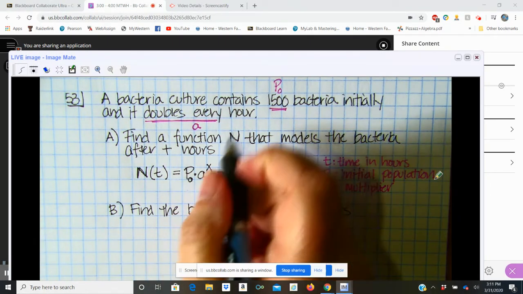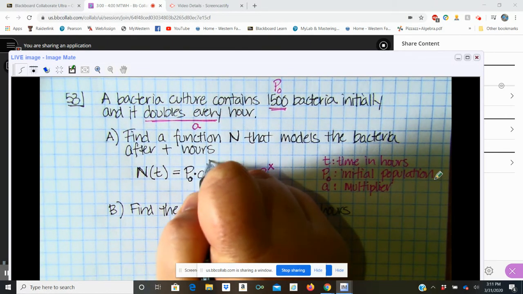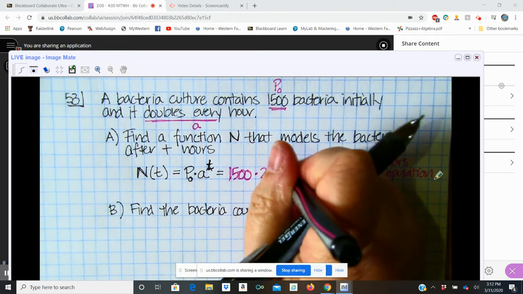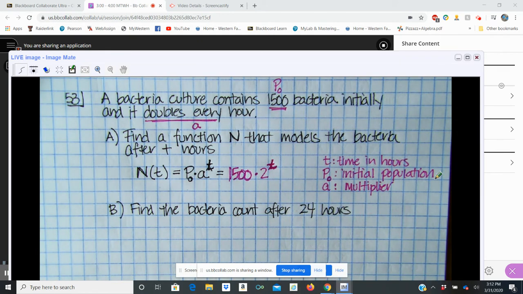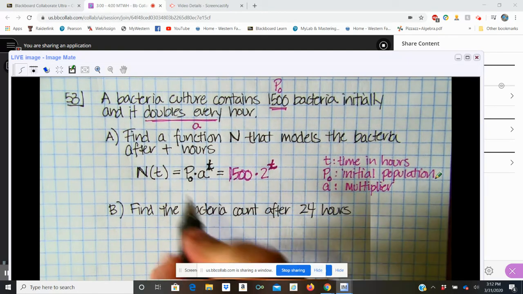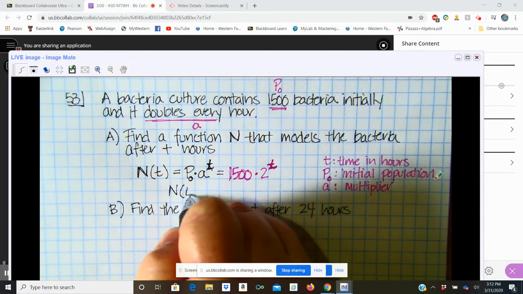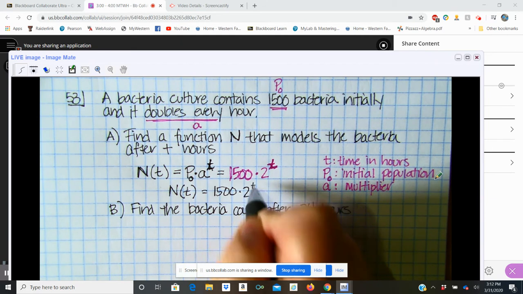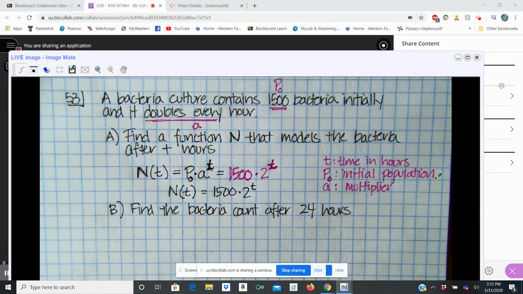Oh, shoot. That's my mistake. This needs to be a t, not an x. I don't need two different letters. All right. Now, for part B, this is our function. n of t would be 1,500 times 2 to the t. That's it.